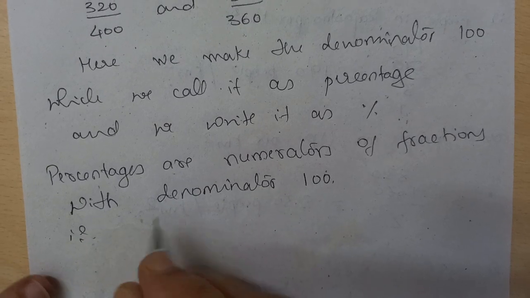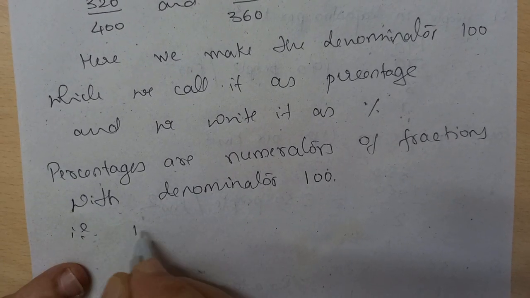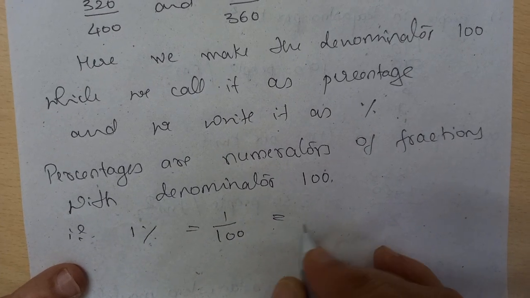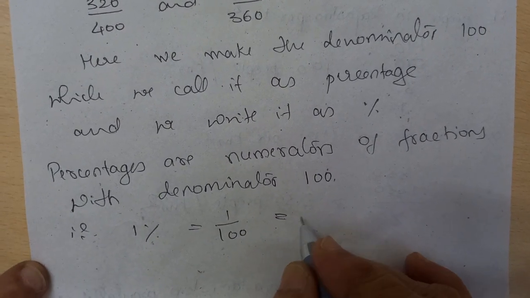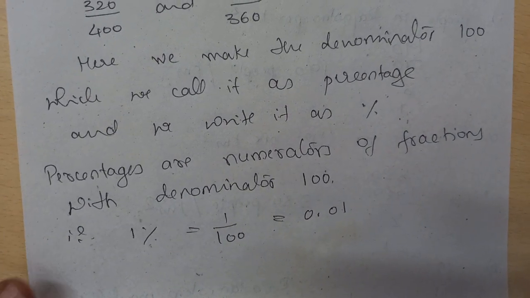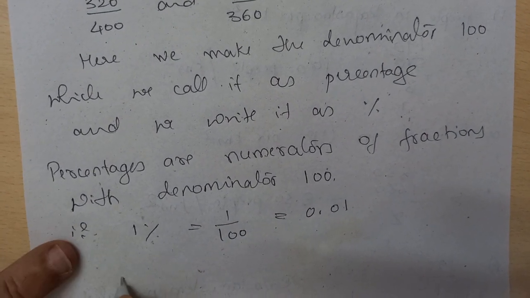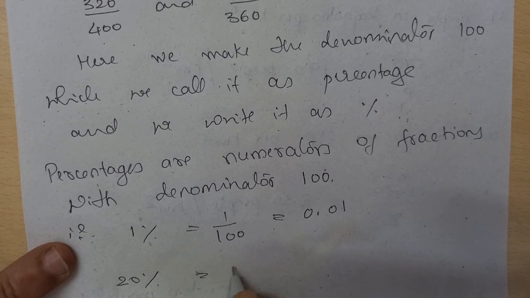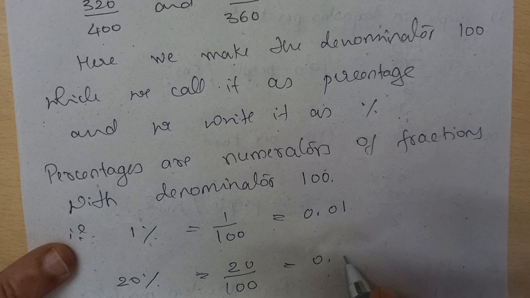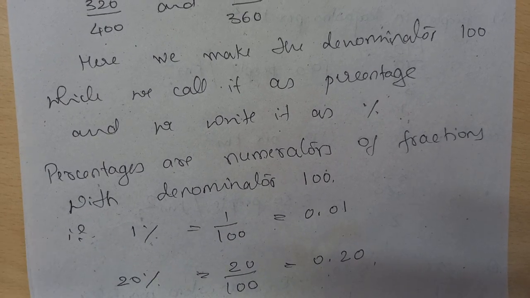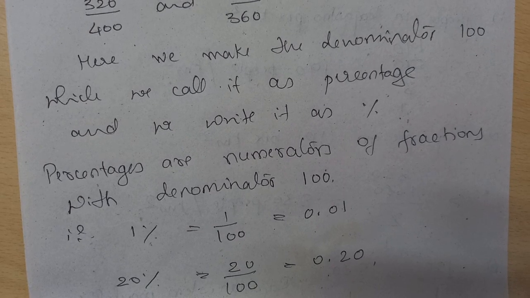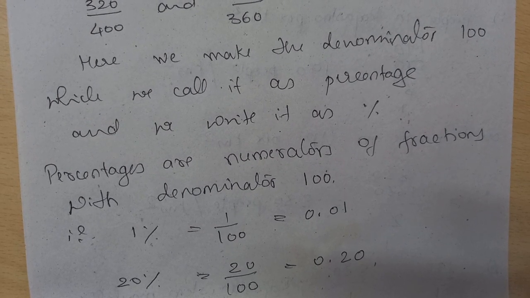That is, 1% is equal to 1 upon 100. In decimal method, we write this as 0.01. And 20% is written as 20 upon 100. In the decimal form, it is written as 0.20. This is how we compare the quantities by taking the percentages.